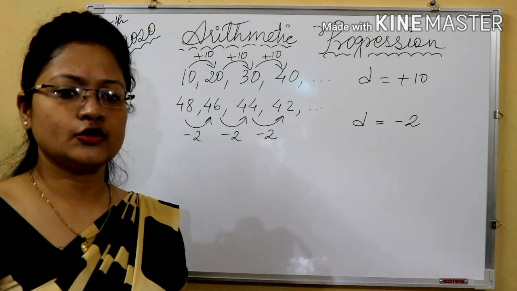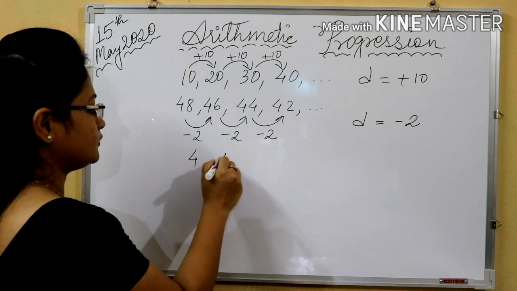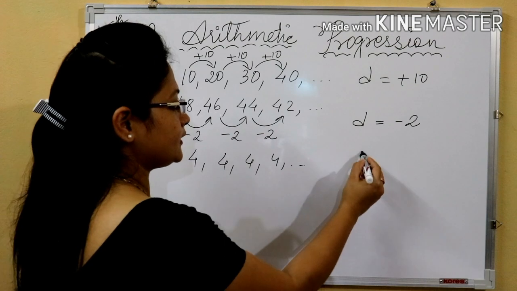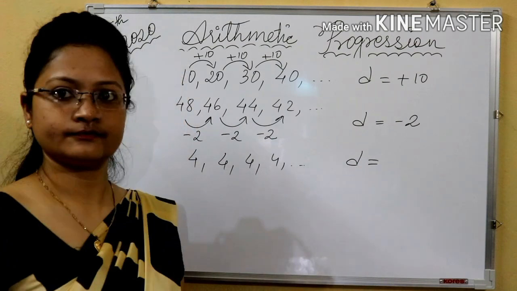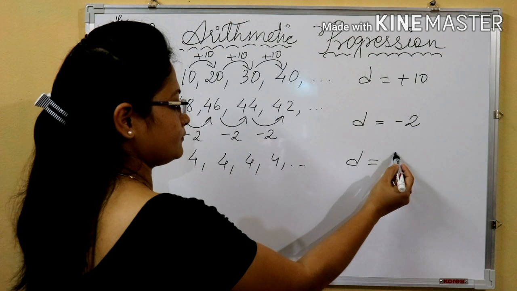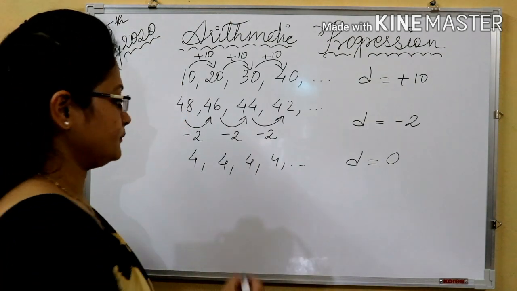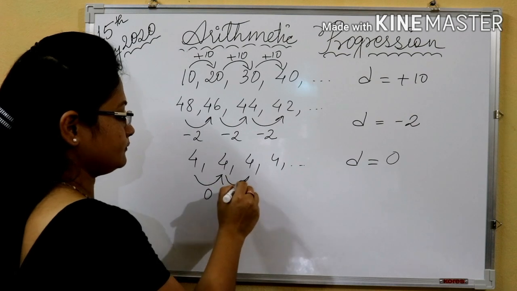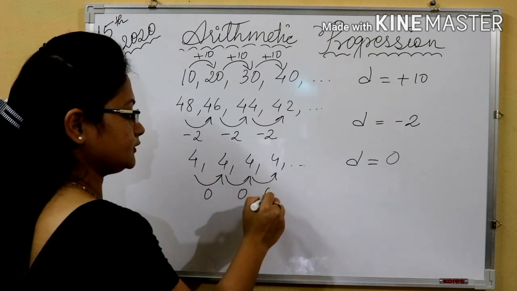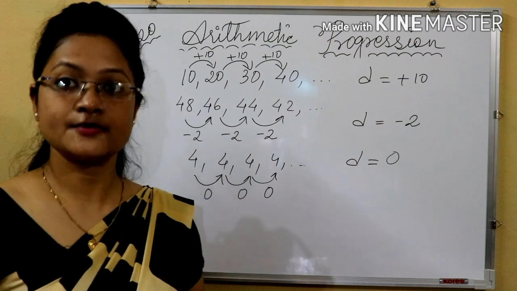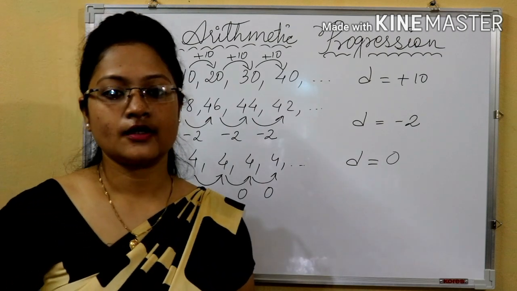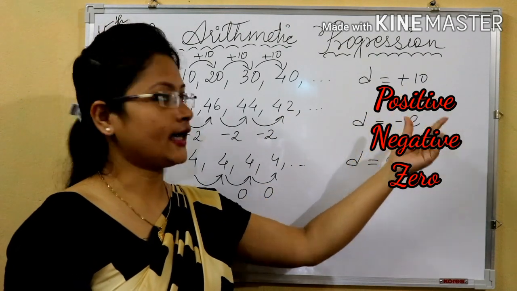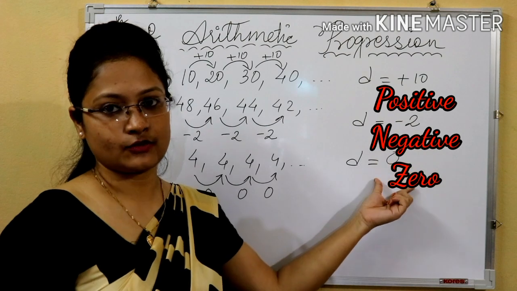For example, if I give you 4, 4, 4, 4, what will d be here? Yes, it will be 0. Why 0? Because 4 minus 4 is 0, 0, 0. So the difference will be 0. That means common difference d will be 0. So what can we say now? d can be positive, it can be negative, it can be 0.